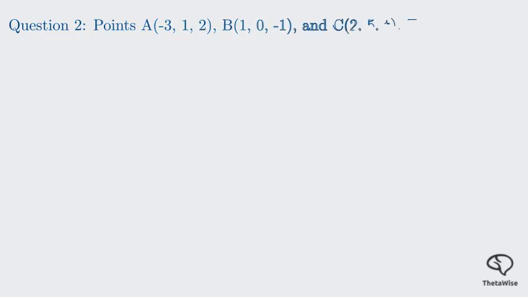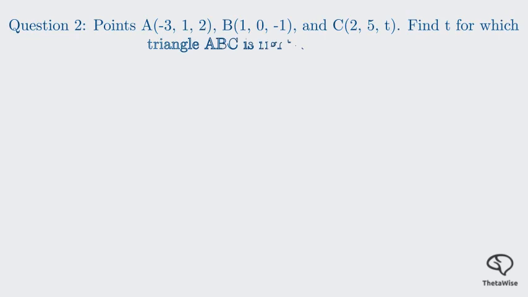Question 2. Points A, B, and C are (3, 1, 2), (1, 0, 1), and (2, 5, t), respectively. Find the value of t for which the triangle ABC is right-angled at B. Pause the video now.